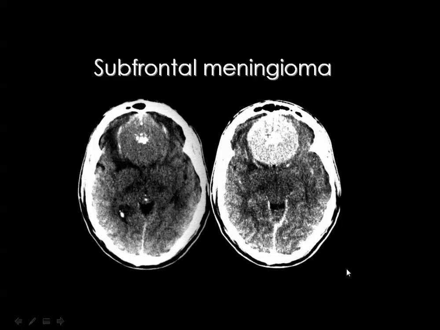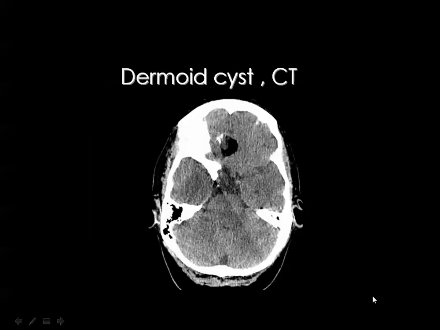And this is a case of subfrontal meningioma. The meningioma shows some calcium inside, and after contrast there is homogeneous post-contrast enhancement. Dermoid cyst is one of the lesions that contain calcium, besides the fat content, as well as other soft tissue structures, as you can see here.